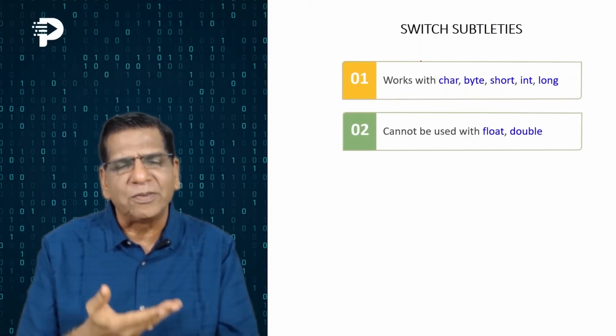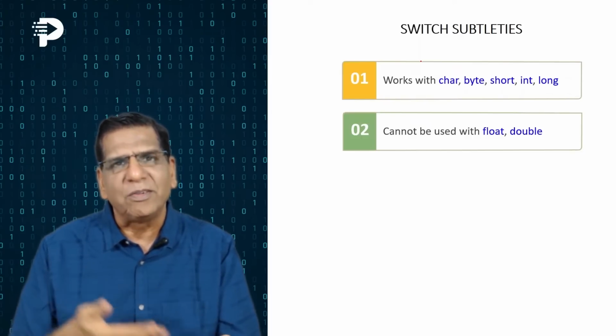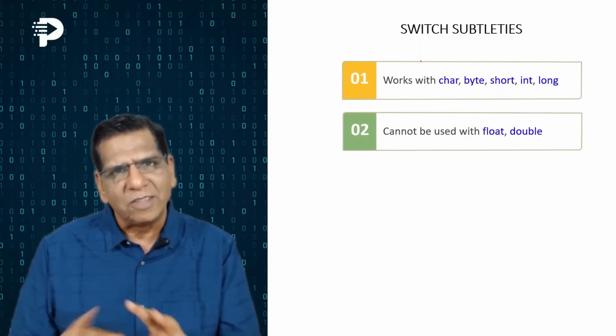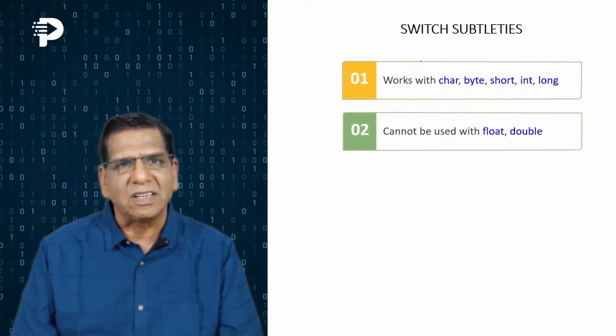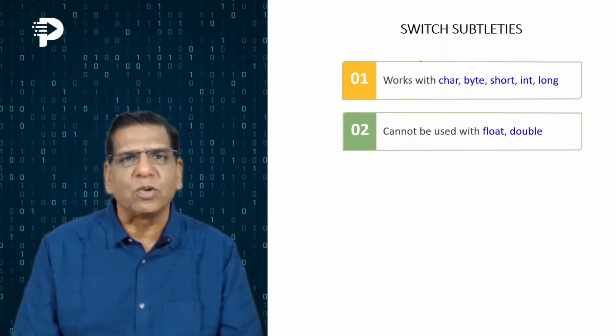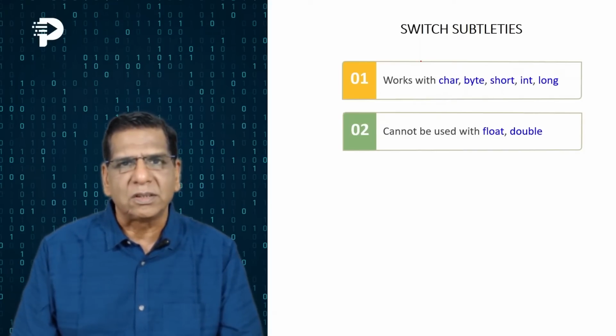You can always say if A is equal to 1.5, if A is equal to 2.5. With if else there is no such restriction. It's only with switch such a restriction exists, that you can never check floats or doubles using a switch.